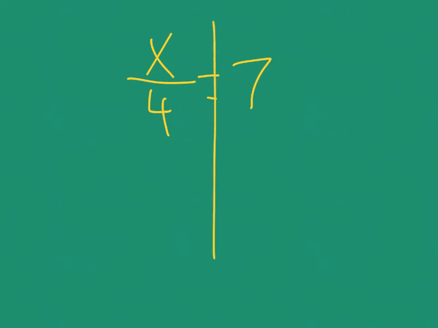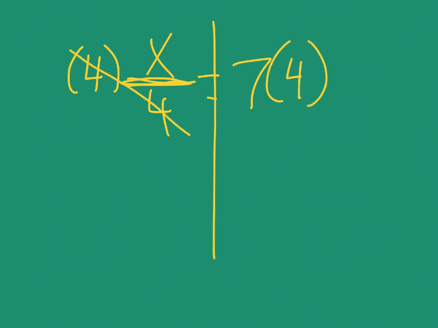Now let's take a look at number 6. We have x over 4 equals 7. Okay. When we look at the left-hand side, what we're doing is x divided by 4. That's what that line means. That's what a fraction is. Okay. The opposite of division is multiplication. So we're going to multiply by 4 on both sides. And when we multiply by 4, those cancel out and we're left with x equals 28.